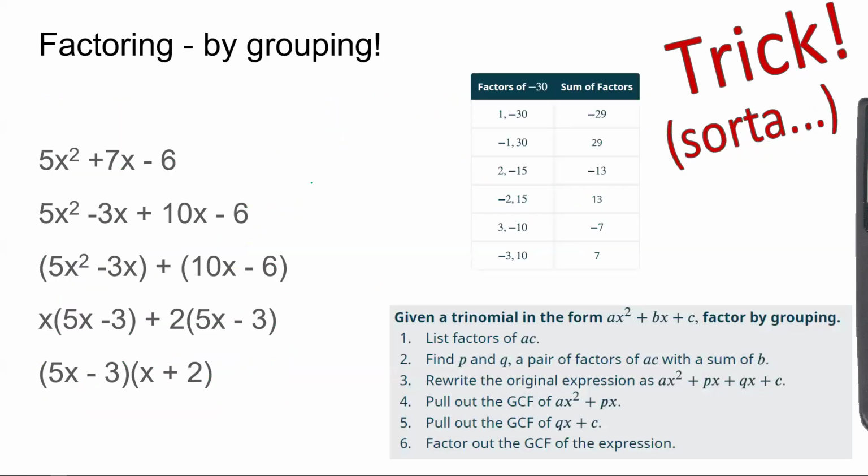Last one I have here is called factoring by grouping. I don't ever do it this way. I don't really like this method, but it works. And if you want to see it, here's how it goes.